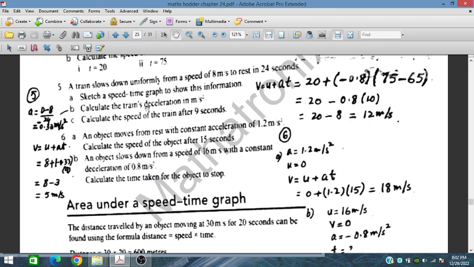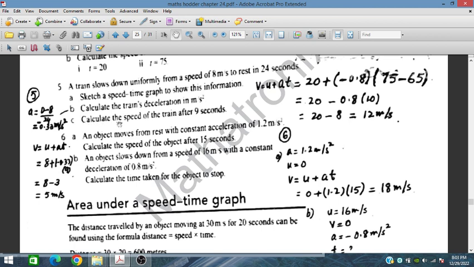The second part, the train's deceleration in meters per second squared. The initial speed was, sorry, the final speed was 0, and the initial speed was 8 meters per second. So 0 minus 8 meters per second, and in the denominator we have 24 minus 0, so this is 24. So minus 8 upon 24 is minus 0.33 meters per second squared, because it is decelerating.